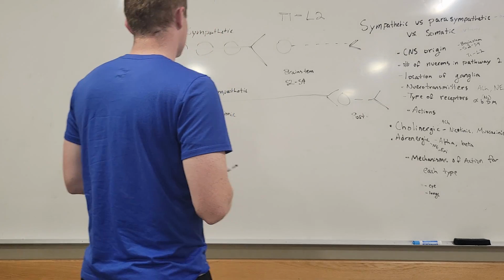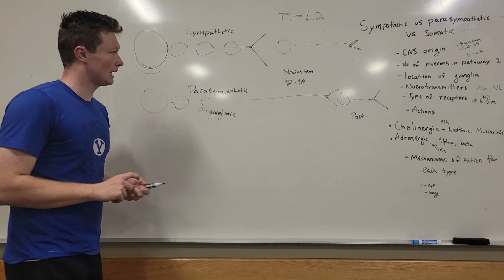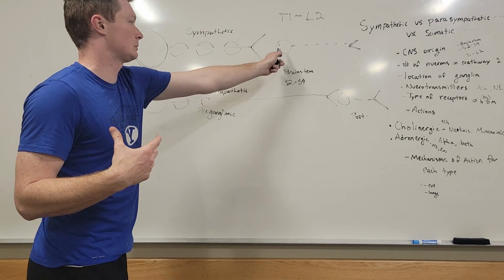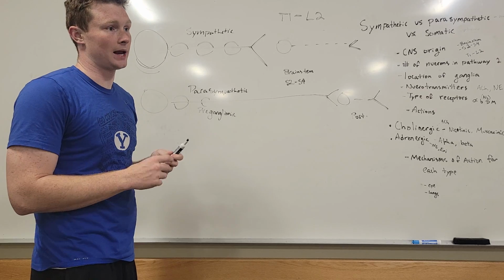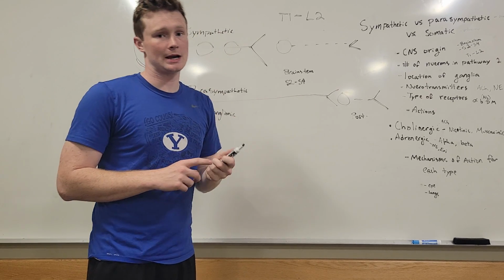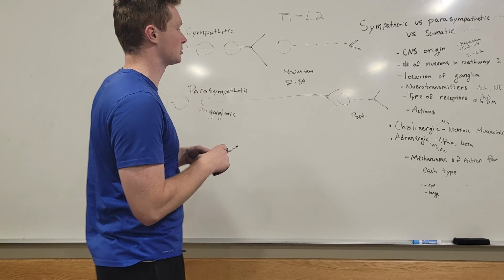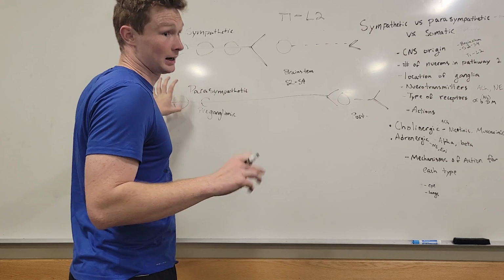And the location of the ganglia: the sympathetic synapse, this synapse right here, is very close to the spinal column, while the parasympathetic actually synapses basically on the organ. So that's the difference between the two. This one's close to the spine, this one is right on the organ.